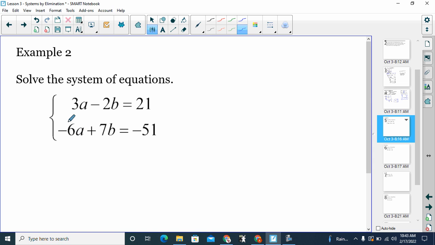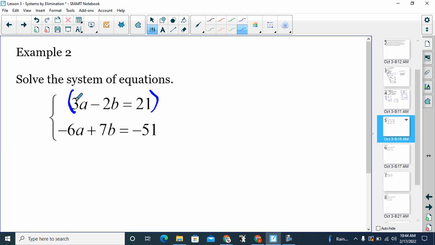So what we want to do is make this system look like the one in example 1 where I can add the equations together and cancel. And we can do that by multiplying one of the equations by anything we want, as long as we multiply the whole equation, both sides of my equation, by that number. So looking at the a's here, I've got 3a, and then I've got minus 6a. They'll cancel if this one, instead of being a 3a, was a 6a. If this was positive 6a and then minus 6a, they would cancel. So I need to multiply this equation by 2.